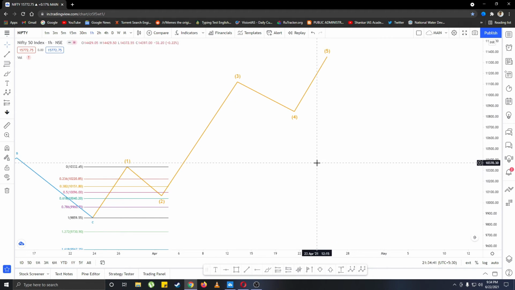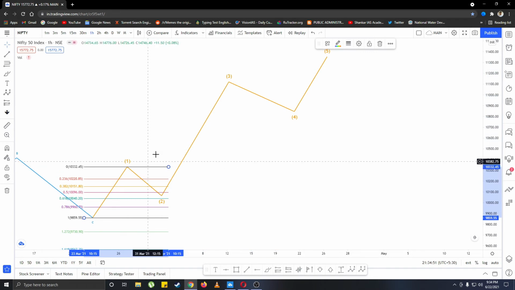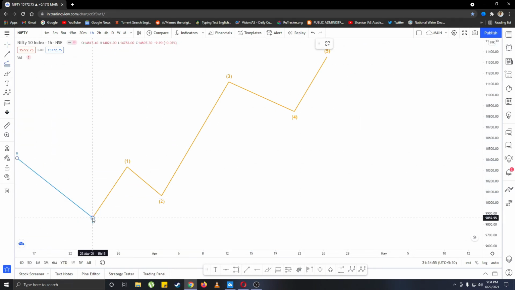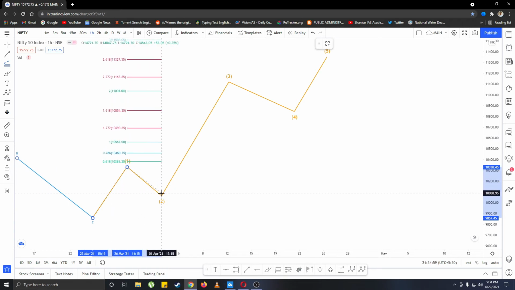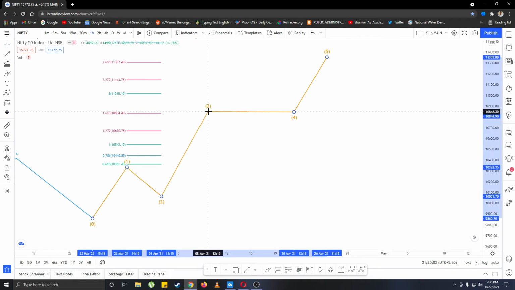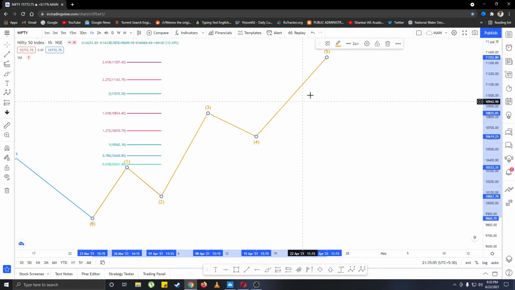Now talking about wave 3. Wave 3 is usually the sharpest move, the steepest move, and our main goal is to participate in this move. And usually it extends to 1.618 extension. So if we do this, wave 3 usually goes to 1.618 extension.